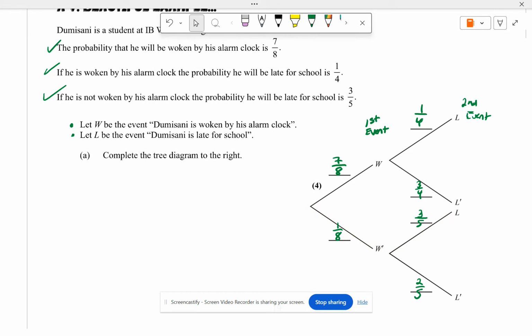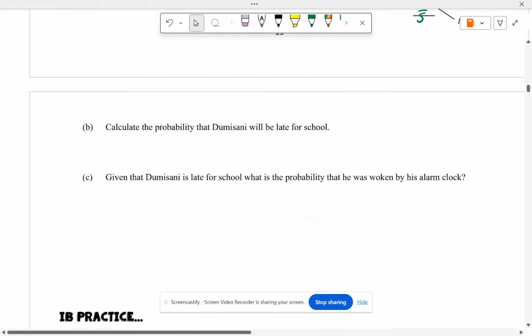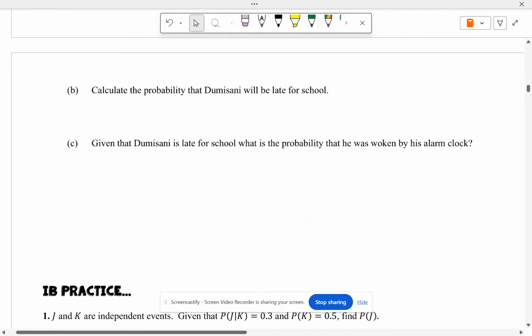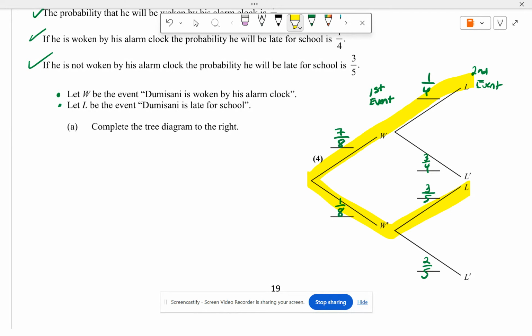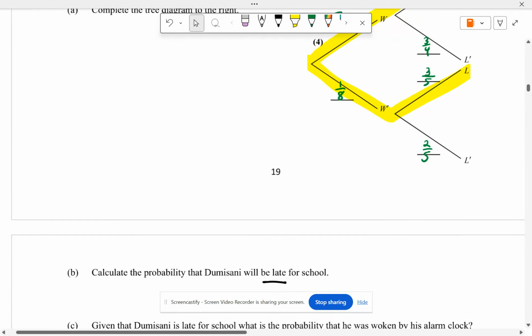So now we go to B. It says calculate the probability that Dumisani will be late for school. So what you're trying to find is all the different ways that he can be late. So all the different branches that terminate in an L. Those will be all the ways that he ends up being late for school, right? And it looks like there's how many ways that he could be late for school? 2, right? So we multiply across branches.